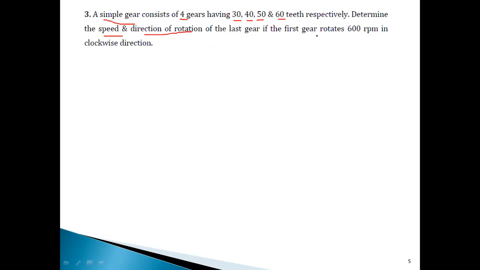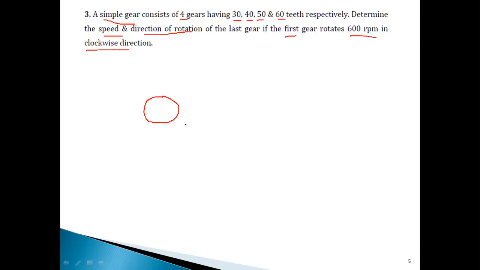If the first gear rotates at 600 RPM, the speed for the first gear is given, and that is our driver gear. It rotates at 600 RPM and the direction for the driver gear is already given: it is the clockwise direction. So I have already told you, if the first gear is our driver gear, then we have 4 gears in this, and the last gear will be our driven gear.